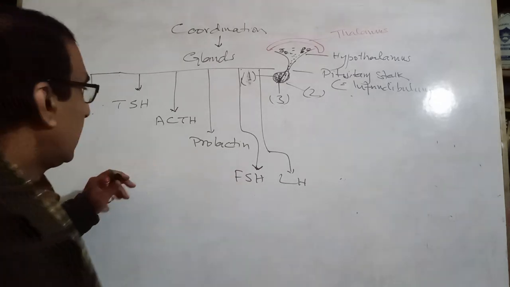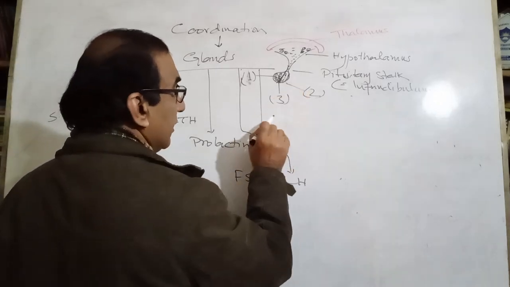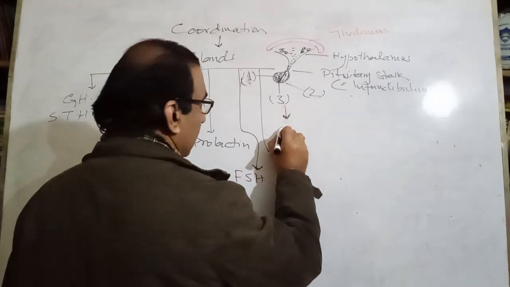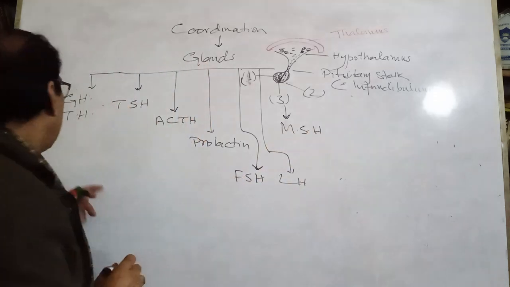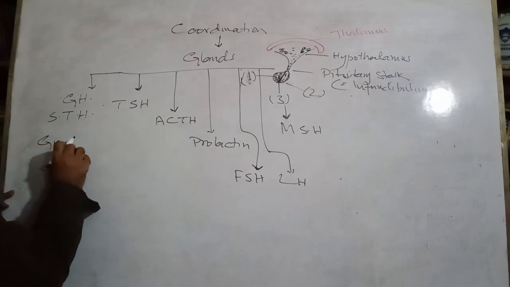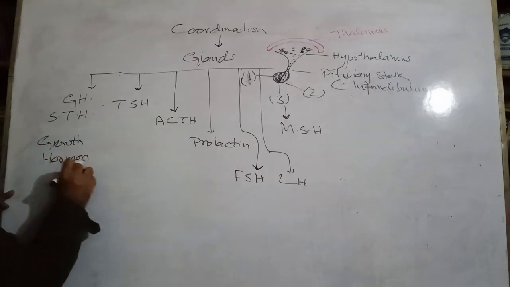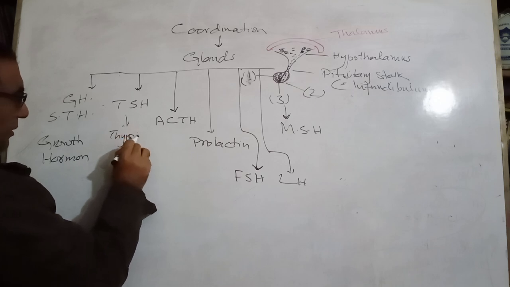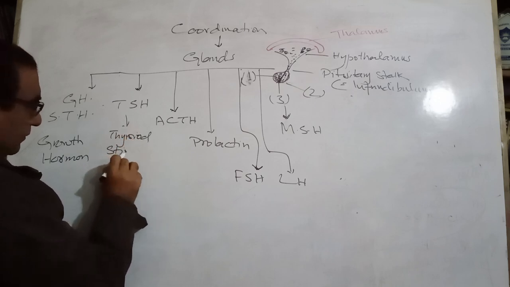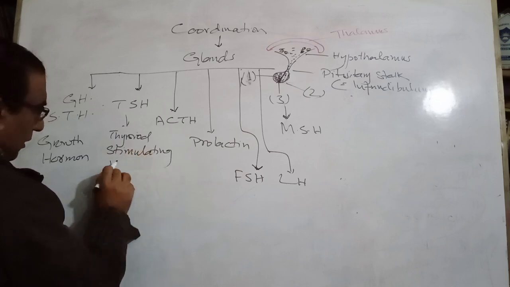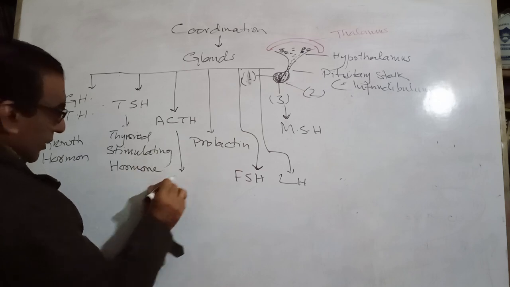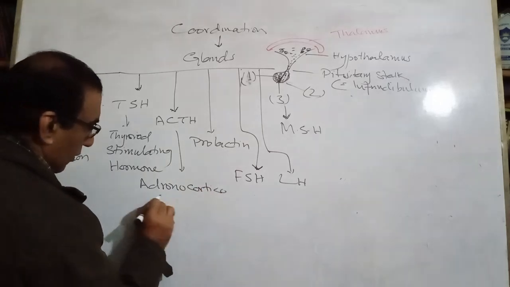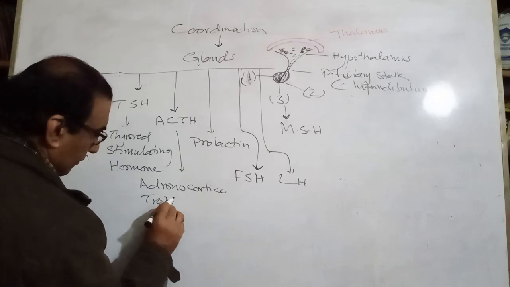And the next is the median pituitary gland that produces a single hormone, and that is MSH. This is growth hormone. This is thyroid stimulating hormone. This is adrenocorticotropic hormone.